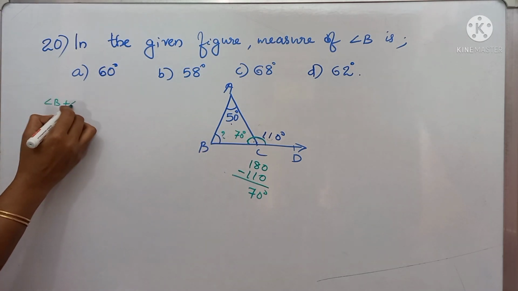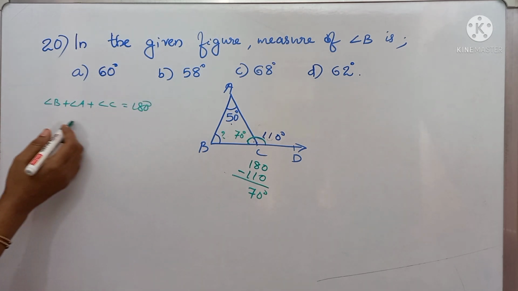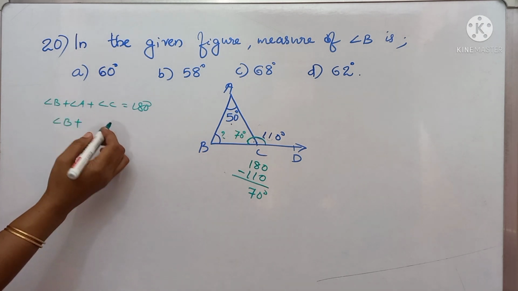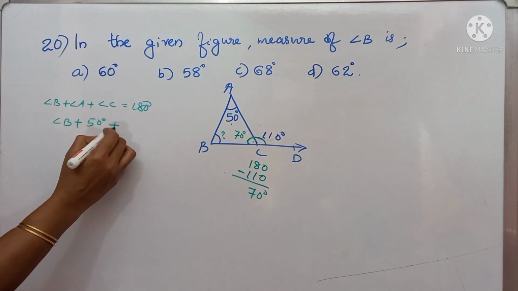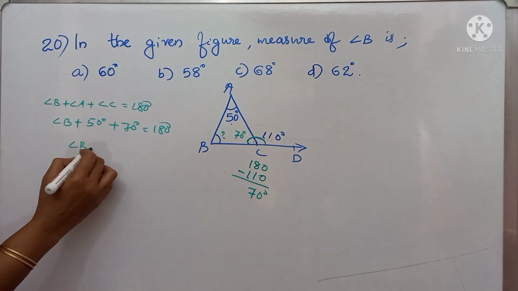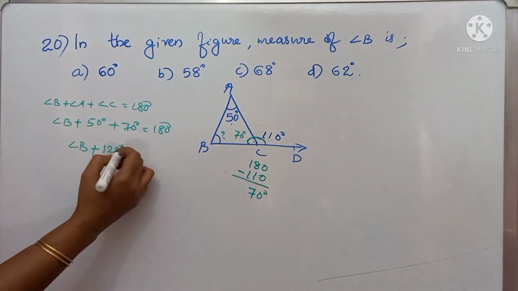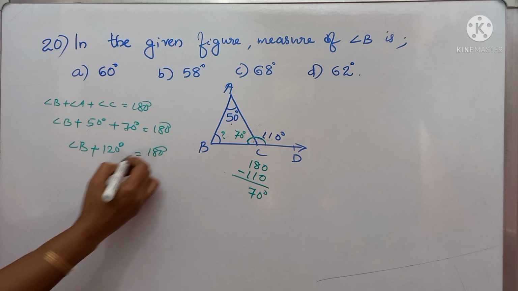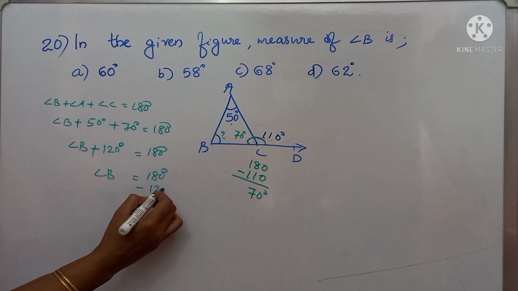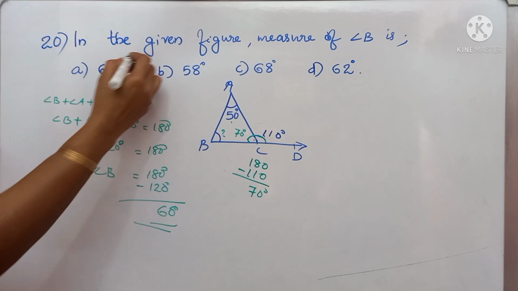Angle B plus angle A plus angle C is equal to 180 degrees, the angle sum property of a triangle. Angle B plus 50 plus 70 degrees is equal to 180 degrees. Angle B plus 50 plus 70 is 120 degrees. Angle B plus 120 degrees is equal to 180 degrees. Then angle B is equal to 180 degrees minus 120 degrees, that is equal to 60 degrees. So we have got the answer, option A, 60 degrees.